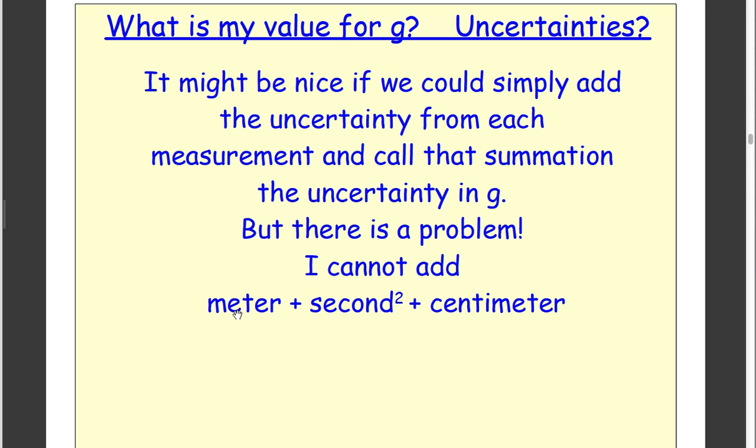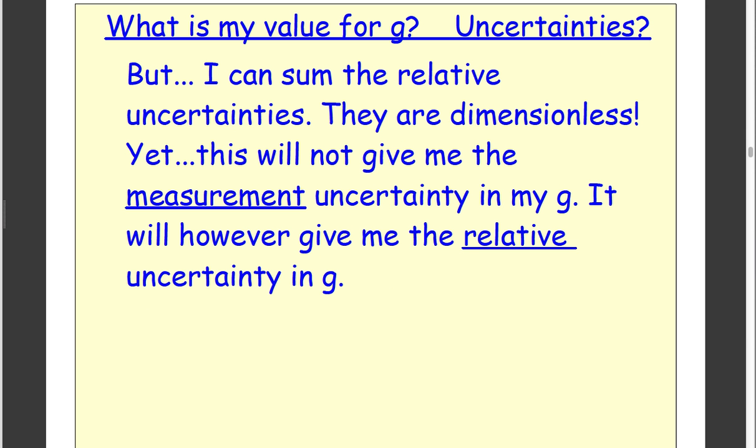I cannot add meters and seconds squared and centimeters together. These are different units, different measurement types. But I can sum the relative uncertainties. They are dimensionless, yet this will not give me the measurement uncertainty in my G. It will, however, give me the relative uncertainty in my G.